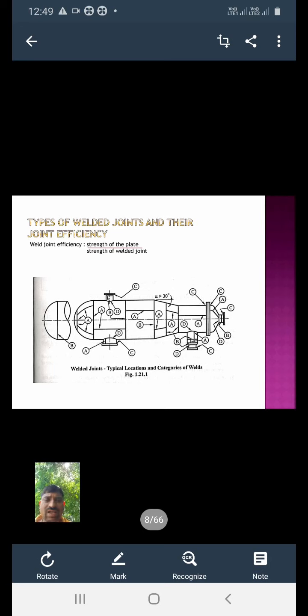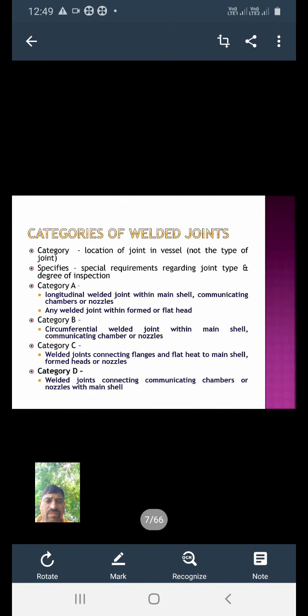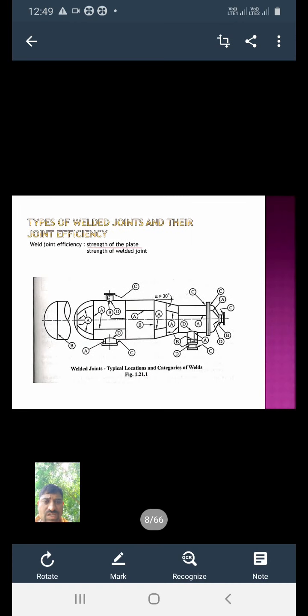And last is category D. Category D consists of the welded joint connecting communicating chamber or nozzle with the main shell. See category D. Rarely we are using category D. For example, where we have a closing or opening, at that place we are using only category D.